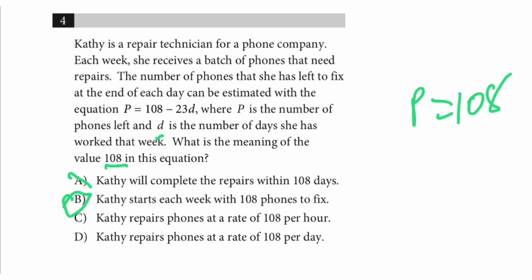And let's just go through the other ones to see why they won't work. Kathy repairs phones at a rate of 108 per hour. 108 is not being multiplied by any kind of variable, so that has nothing to do with it. And same thing with D.